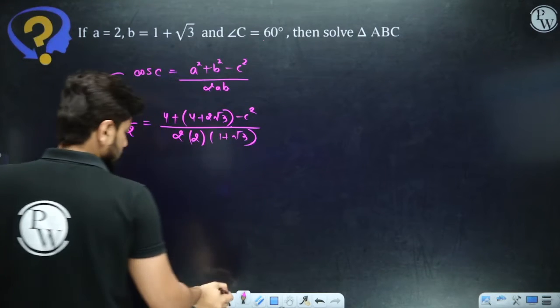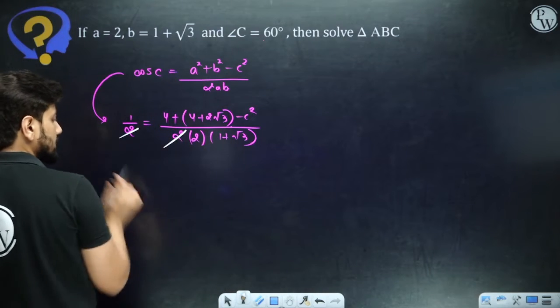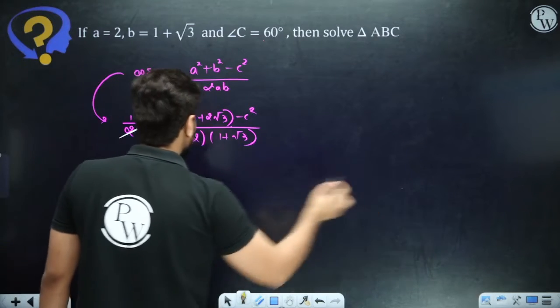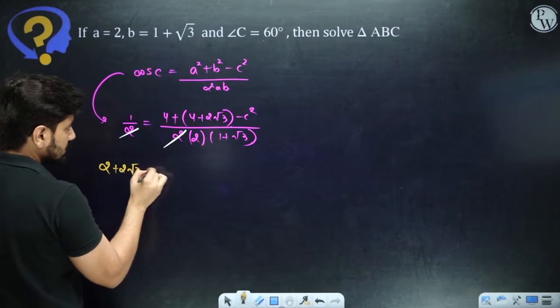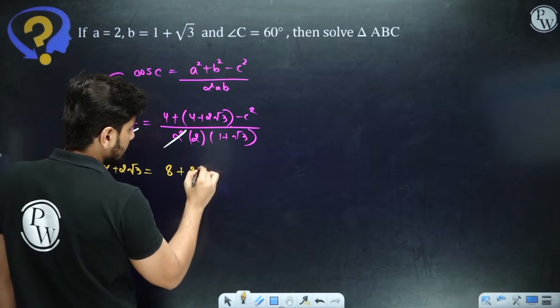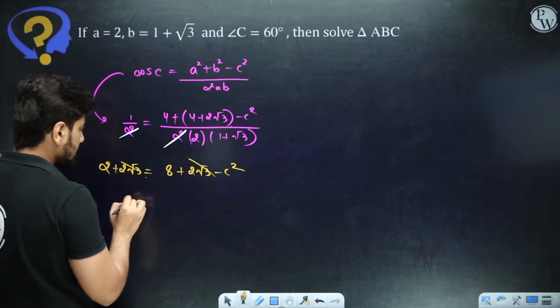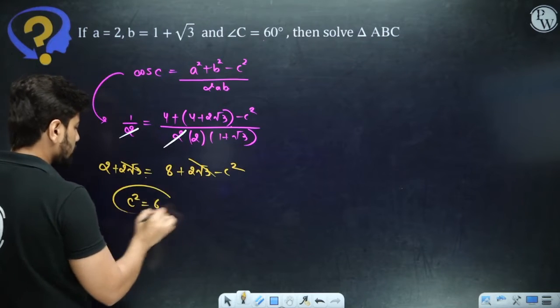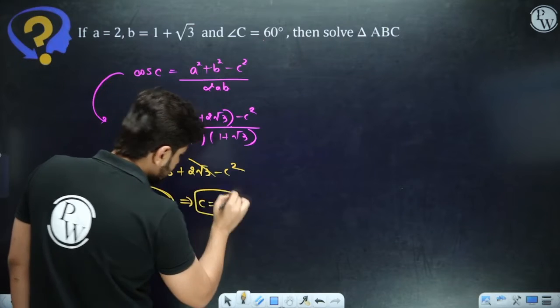Okay. So this 2 will get cancelled out from both these sides. Just simply cross multiply this part to the left hand side. So we get 2 plus 2 root 3 in the left hand side. In the right hand side, we have 4 plus 4, 8. 8 plus 2 root 3 minus c square. So the 2 root 3 term will get cancelled out. We get the value for c square as 6. So side C will be root 6. So we got the third side.